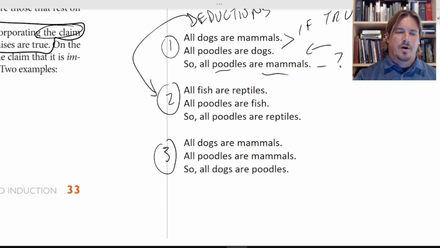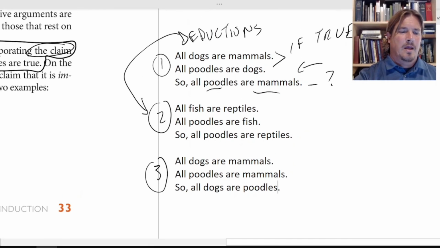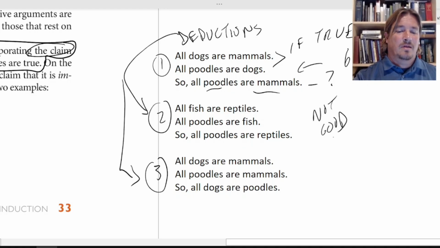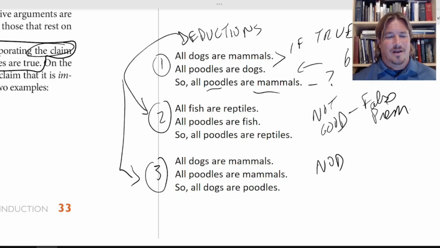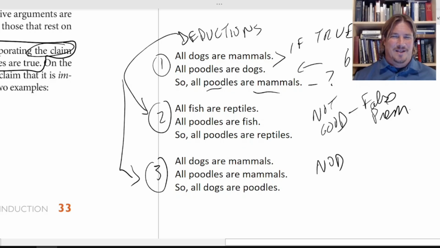All right, now let's look at this third argument. This third argument here, down at the bottom of the screen, is still a deduction. This one's good. This one's not so good. This one's not very good either. This one's not good because it's got false premises. But to be a deduction, all you have to do is say, hey, I'm a deduction, and I'm trying to prove that if these premises were true, the conclusion would have to be true. Now, argument number 2 fails because the premises are false. Not all fish are reptiles, and not all poodles are fish. In fact, it's because none of them are, right? Not just because some of them aren't.